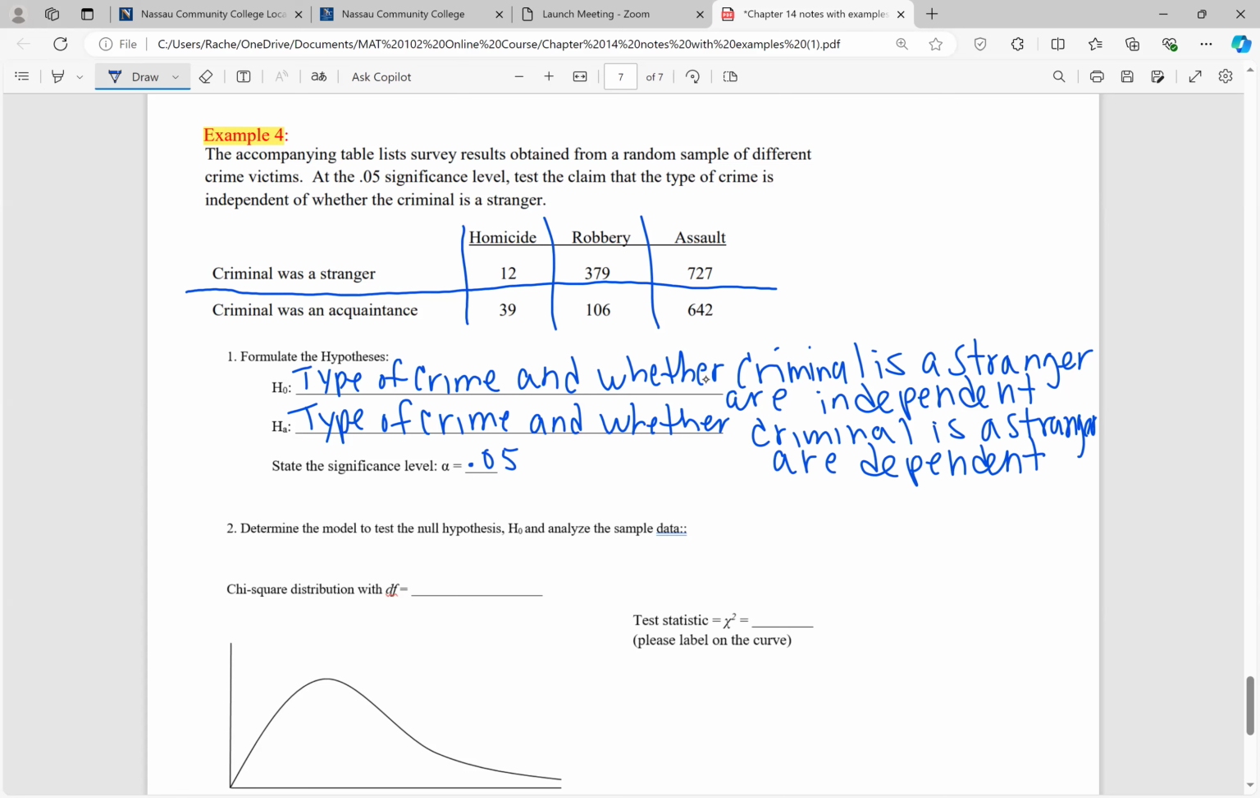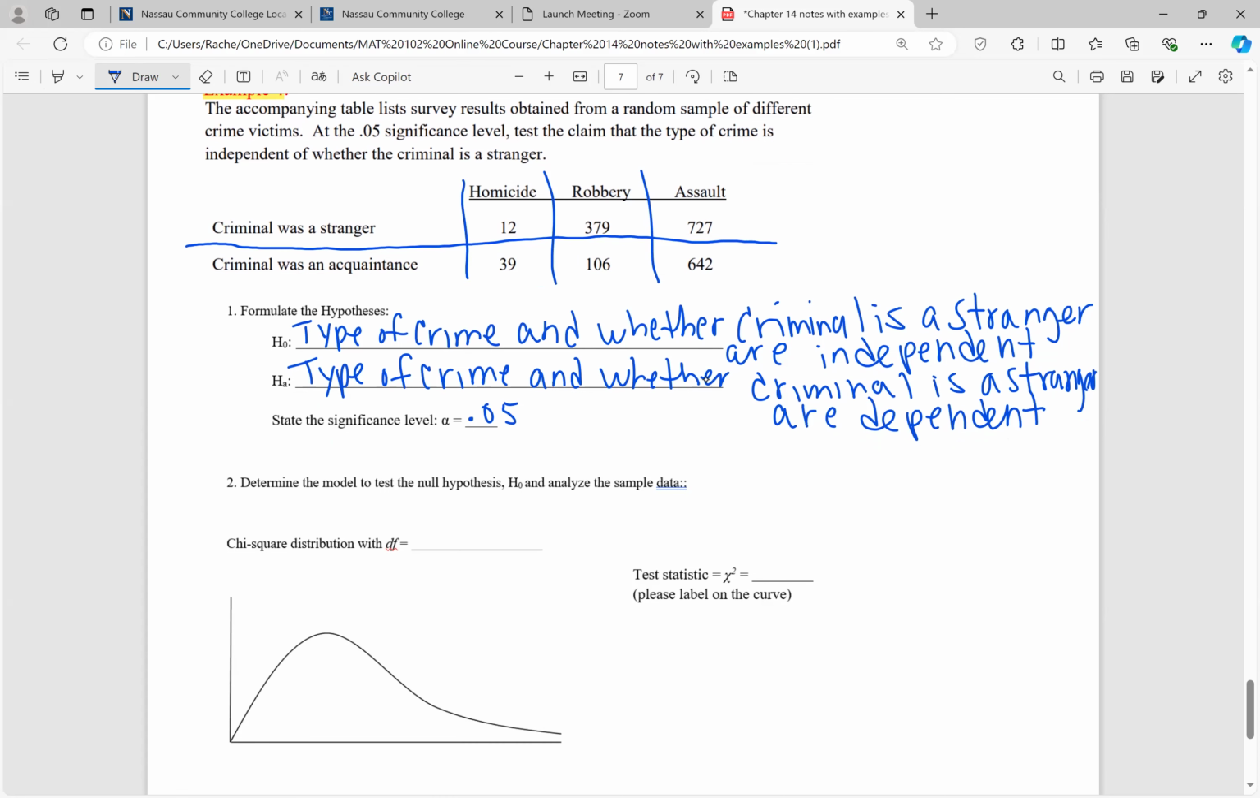So let's go to step 2, determine the model to test the null hypothesis and analyze the sample data. So we can calculate the degrees of freedom. That's always going to be the number of rows minus 1 times the number of columns minus 1. So we have 2 rows here: criminal was a stranger, criminal was an acquaintance. So that's going to be 2 minus 1 times the number of columns minus 1. And we have 3 columns, 1 for homicide, 1 for robbery, 1 for assault. So that's going to be times 3 minus 1. And this is going to give us 2 degrees of freedom.